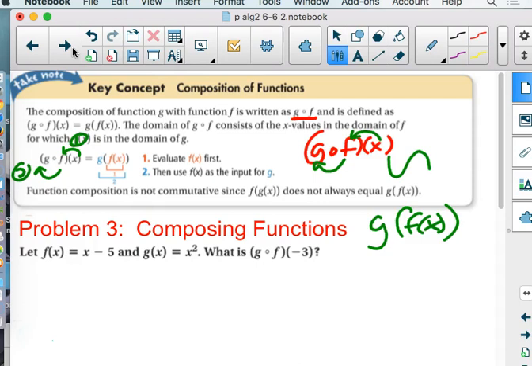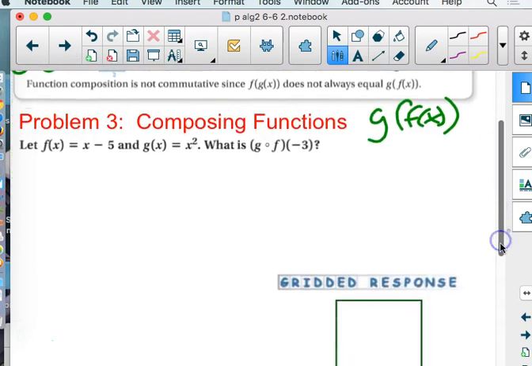So problem 3 says we're going to do some composition of functions. For f of x equals x minus 5 and g of x equals x squared, what is g of f of negative 3? Now here's the first thing I want everybody to understand. We don't put x over here. f of x is fancy notation for y. It's just fancy function notation. That's all it is. Same thing here. g of x is just fancy function notation.